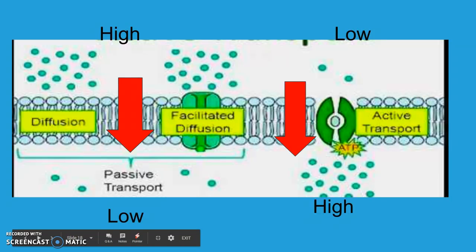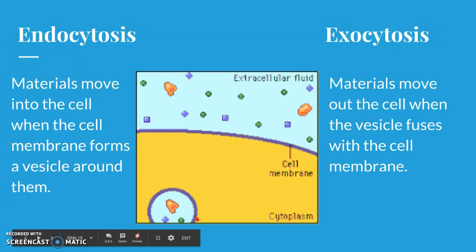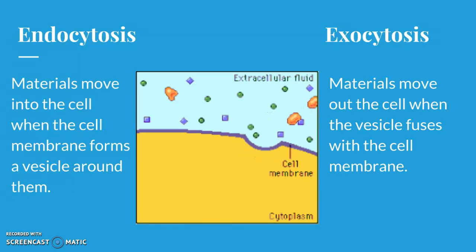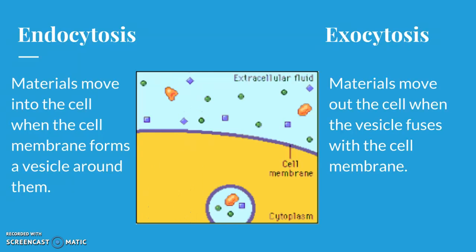There's also another type of active transport called endocytosis and exocytosis, where a vesicle is used in the cell membrane to bring things in, endocytosis, or a vesicle is used to fuse with the membrane, and that is called exocytosis. Those also require energy to move in and out larger amounts of molecules, food, and water.